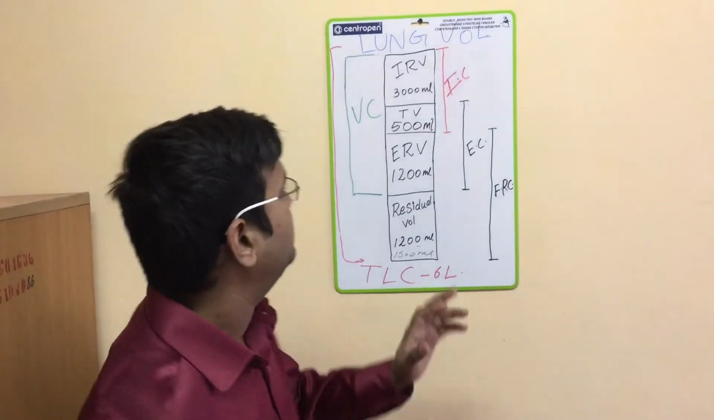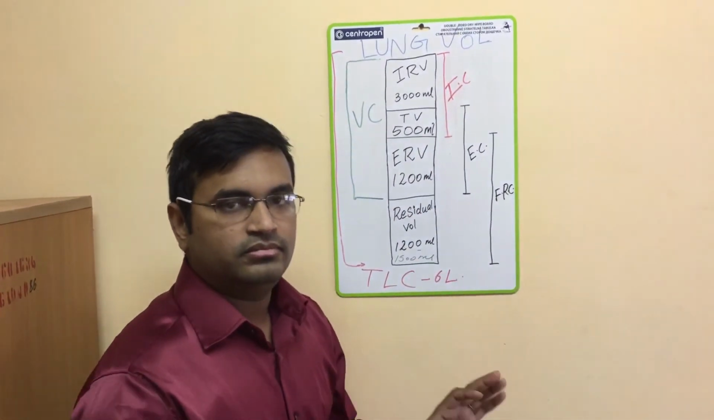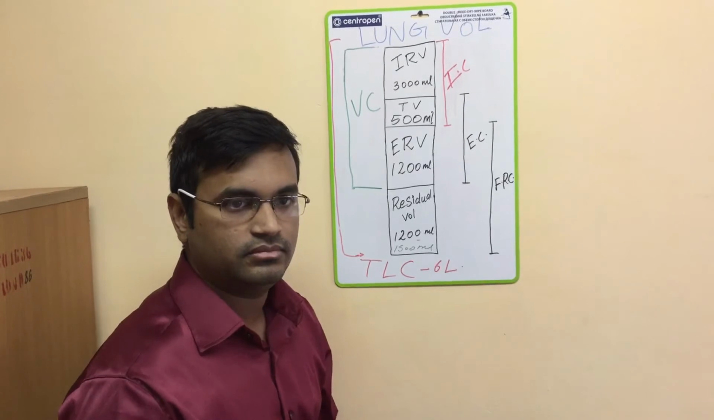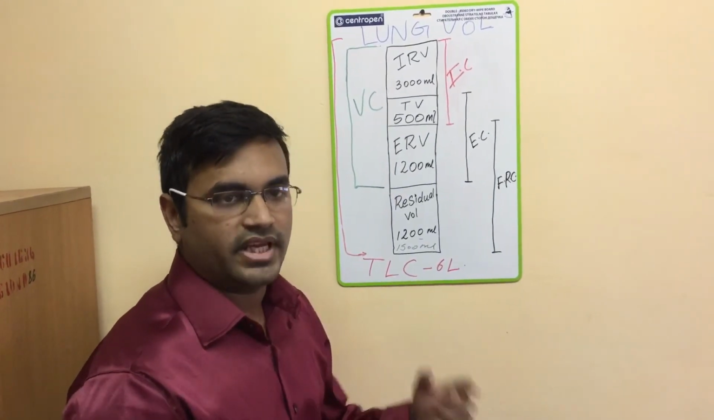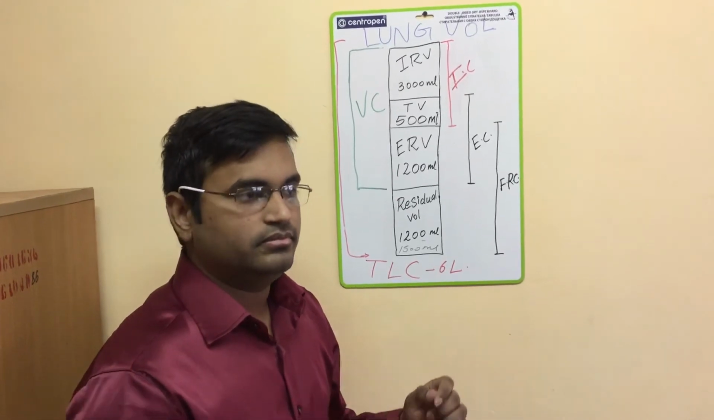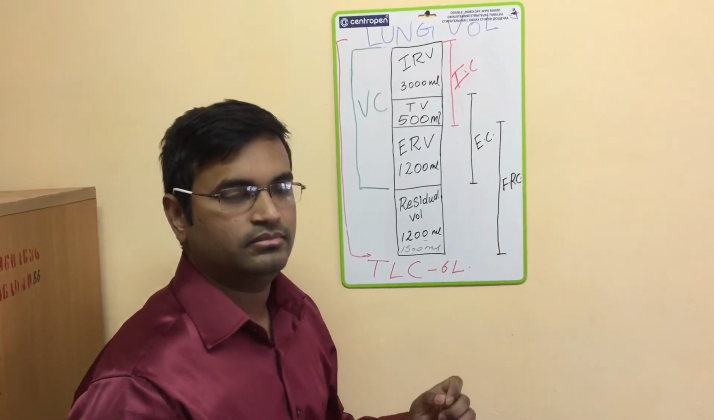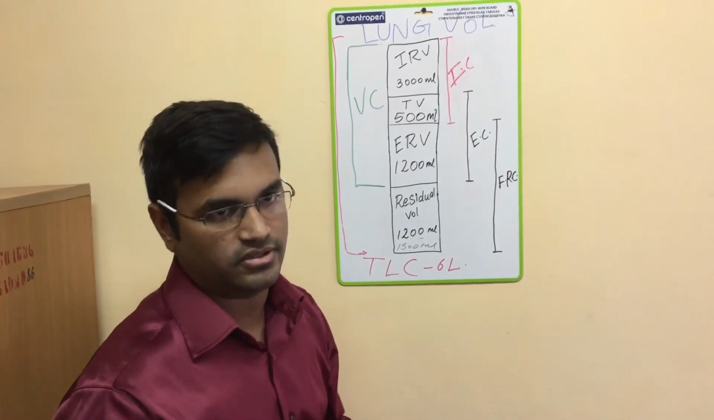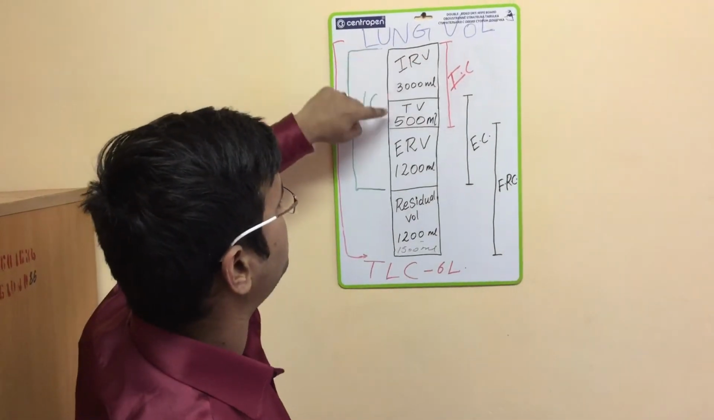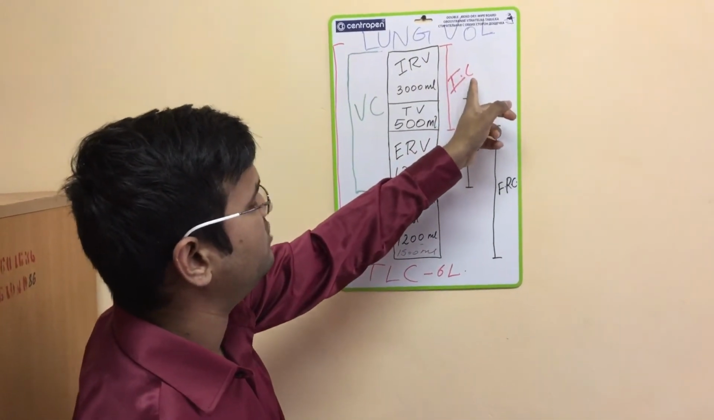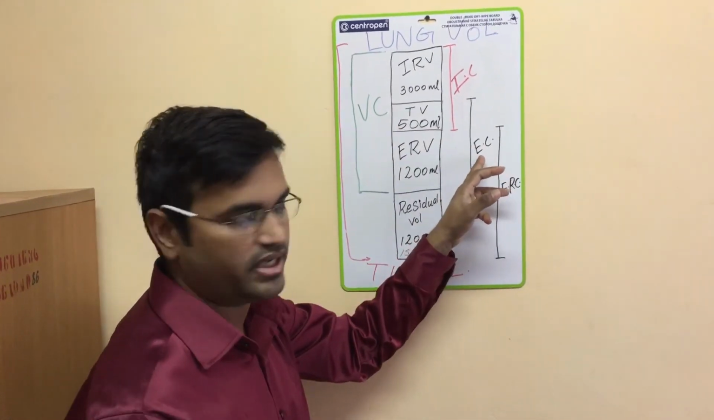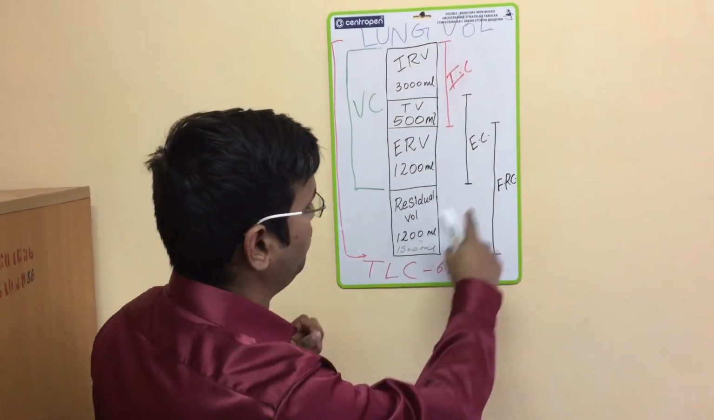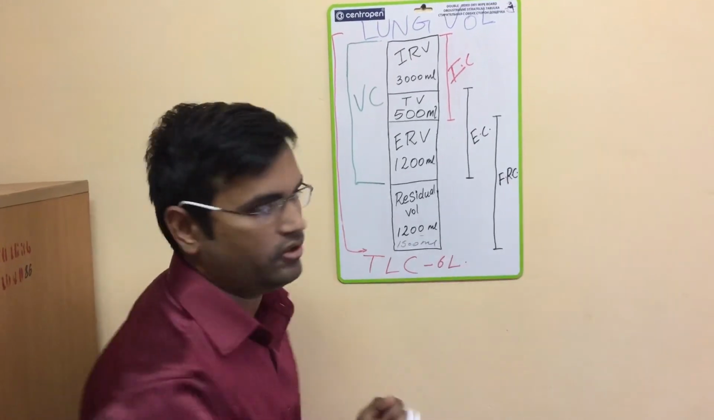Nothing hard, friends. This is the tidal volume, the inspiratory reserve volume, and the expiratory reserve volume. So IRV plus TV is the inspiratory capacity, TV plus ERV is the expiratory capacity, and ERV plus residual volume is the functional residual capacity of your lung.